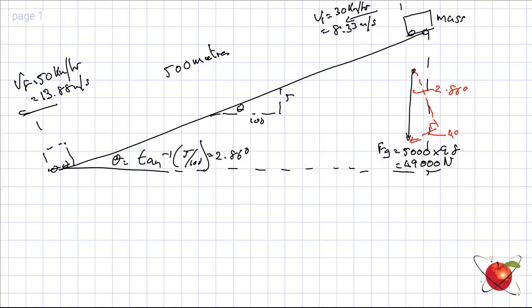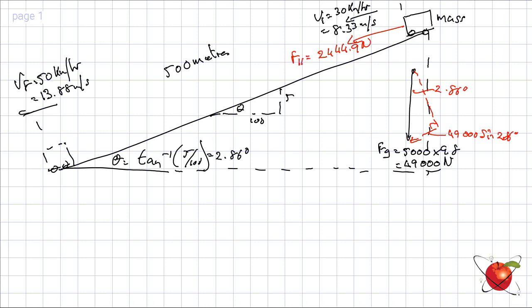So we say, 2.86 degrees. So that's going to be mg sine of that, which is 49,000 times sine of 2.86 degrees. And then I say that is my force downslope, and it's 2,444.9 newtons. That is F parallel to slope, isn't it?